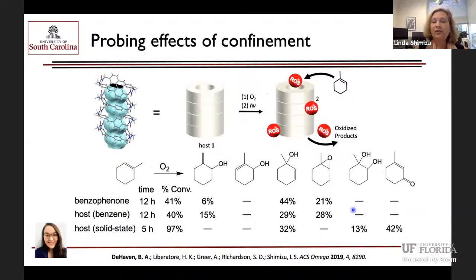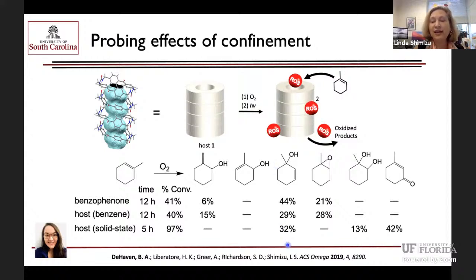My student Bailey was really interested in trying to understand what reactive oxygen species were being produced. And so she chose an unselective substrate. This one gives many different products depending on the reactive oxygen species that's generated. And so for benzophenone just in solution, you get many products, including these secondary allylic alcohol, epoxide products, and the tertiary allylic alcohol. But if you have the material encapsulated inside our host as a host-guest complex, and you irradiate that in an oxygen atmosphere, we see really high conversion. So this suggests that oxygen can indeed enter and move rapidly through the solid.